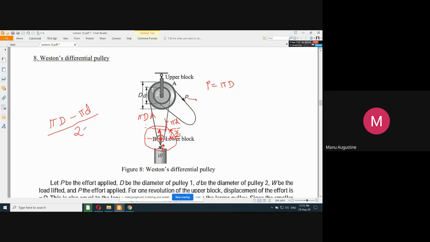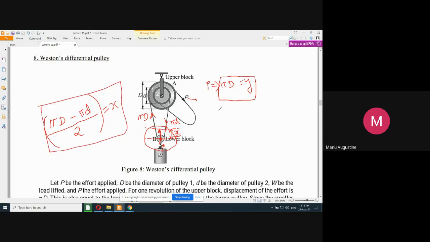Why this is being divided by 2 was explained in the previous lecture. So if you are seeing this lecture without covering the previous lecture, you will have to go and look at the previous lecture to understand why the total upward travel of this movable pulley will be half of this quantity. So I can say that my x is this. This is my y. Y is equal to pi D and x is equal to (pi D minus pi d) by 2.